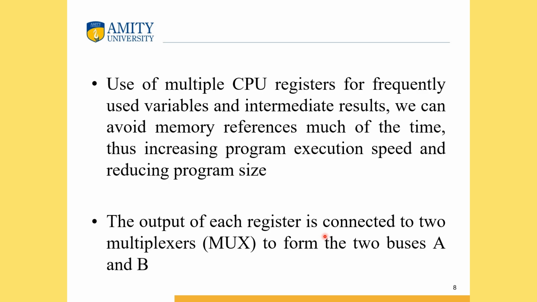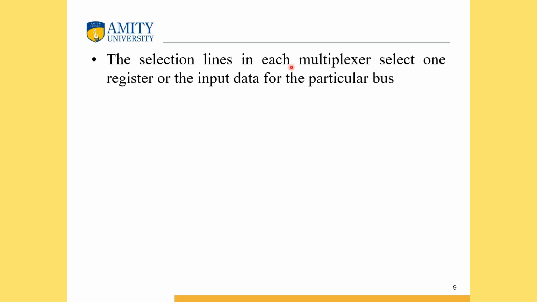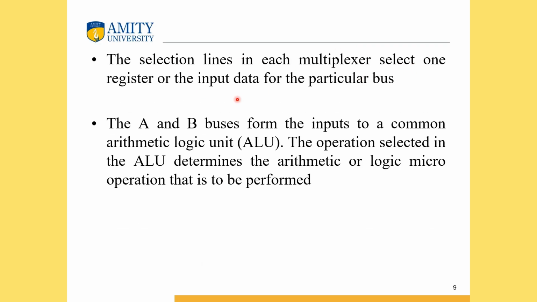The output of each register is connected to two multiplexers, which form the two buses for A and B. Select lines in each multiplexer select one register or the input data for the particular bus. Buses A and B form the inputs to the common ALU. The operation selected in the ALU determines the operation that will be performed, whether it's the arithmetic or the logical micro operation.